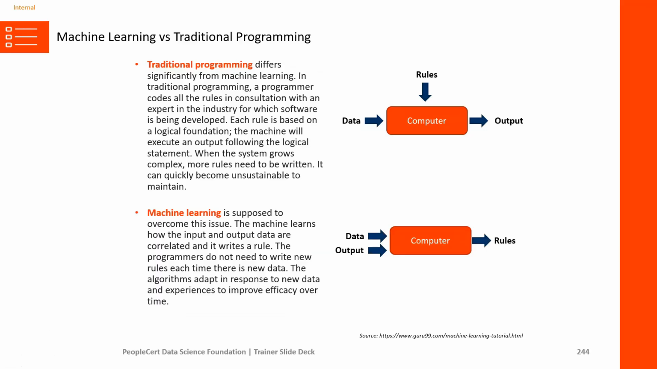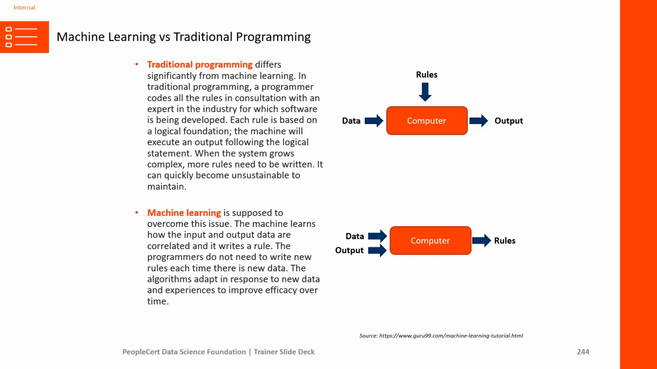Now let's look at machine learning versus traditional programming. Traditional programming differs significantly from machine learning. In traditional programming, a programmer codes all the rules in consultation with the industry experts for which the software is being developed. You have to write all the conditions which have to be fulfilled. You need to look into each and every condition. Each rule is based on a logic foundation, so your machine will execute an output following the logical statements.